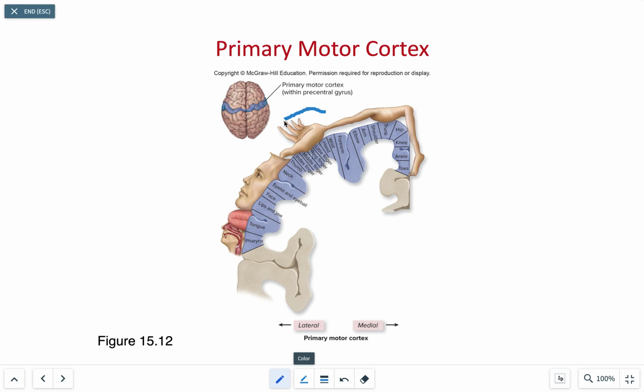So you can see in this illustration that we have a lot of cortex dedicated towards the movement of the hands versus, say, for instance, the knee region. And it's specifically important to know that because we need that tactile or more nervous system intervention in this area for fine motor movement.